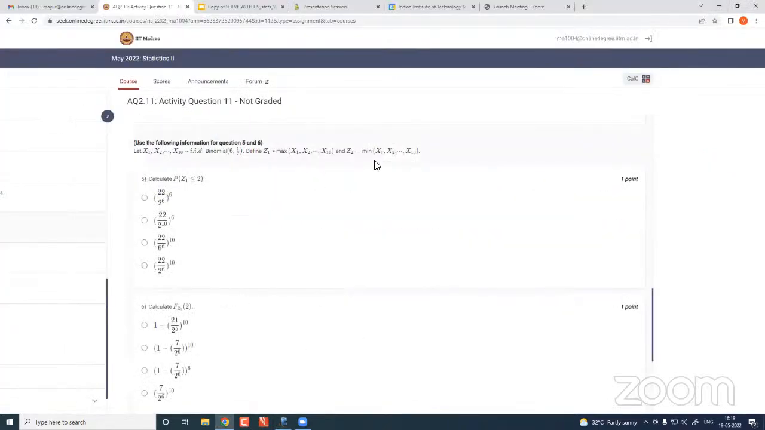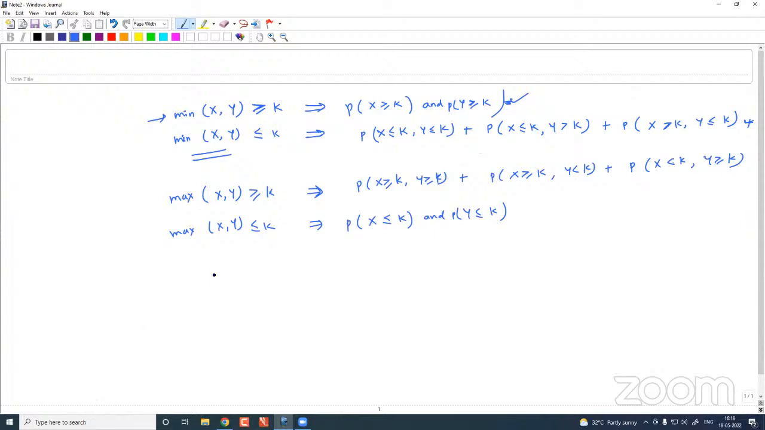Now what is our problem? Z2 is the minimum of this, and we have to find the CDF of it, that is, FZ of 2. So what does this mean? The probability that Z2 is less than or equal to 2. This is the probability that the minimum of x1, x2 to x10 is less than or equal to 2. Is it true? Yes, sir.